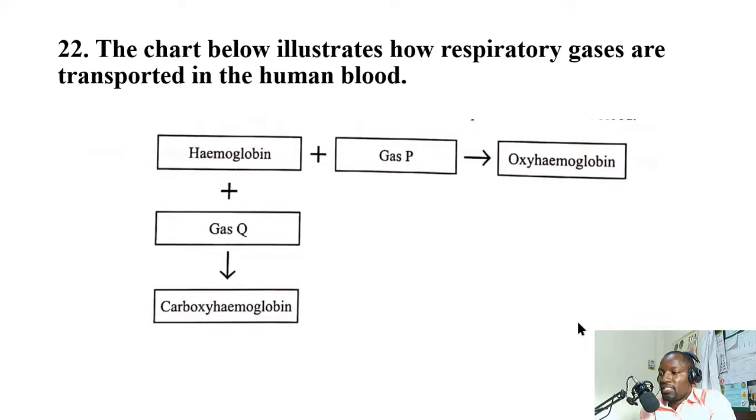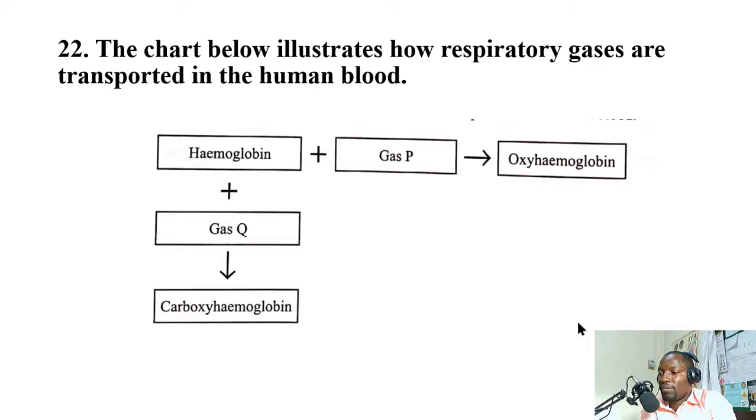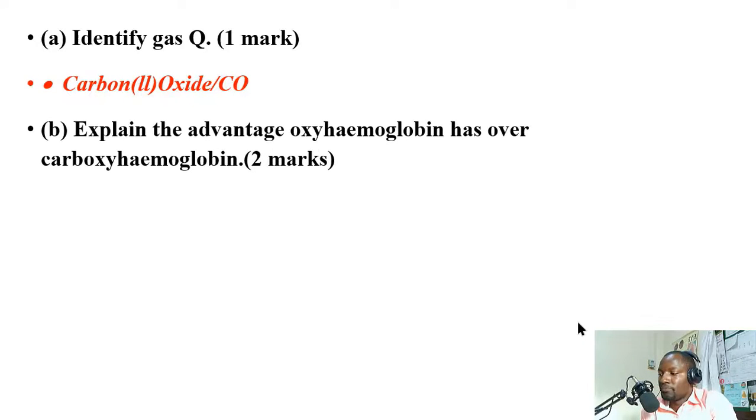The chart below illustrates how respiratory gases are transported in the human blood. Hemoglobin plus gas P, you get oxyhemoglobin. Hemoglobin plus gas Q, you get carboxyhemoglobin. Therefore, let us move on. Identify gas Q, the gas which combined with hemoglobin to form carboxyhemoglobin. That is carbon monoxide.